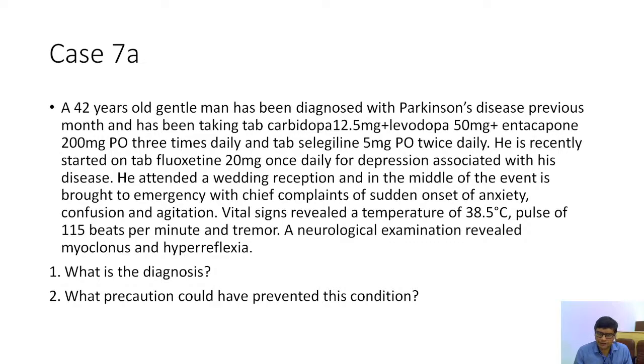Now there is another case where something similar. A 42-year-old man has been diagnosed with Parkinson's disease the previous month and has been taking carbidopa, levodopa and entacapone 3 times daily. The dose has been given. Selegiline also is prescribed to the patient. He recently started on tablet fluoxetine 20 mg once daily for depression. Again, this is not another mix and match case. Parkinson's disease or these neurodegenerative conditions very commonly have a psychiatric component to it, and they may have symptoms related to mood disorders or depression. So he's also been prescribed fluoxetine.